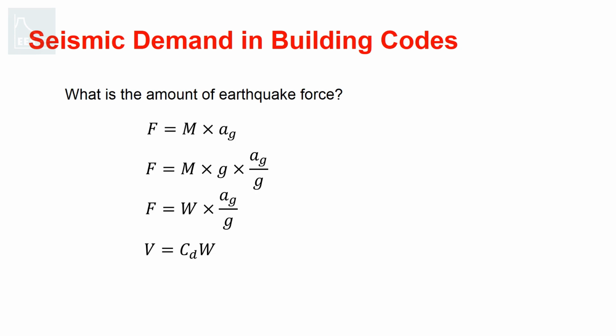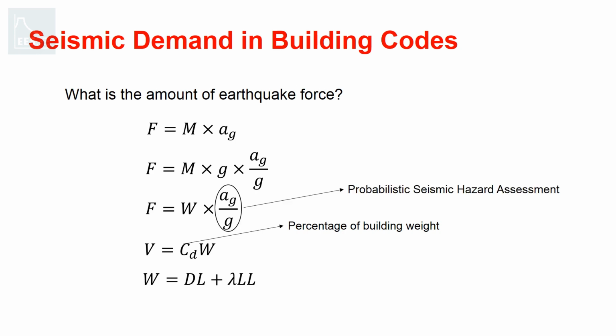Usually, this is expressed in terms of percentage of building weight, which is a sum of the dead load and a fraction of live load. So, to estimate the seismic demand, we need two quantities, which are seismic weight and base shear coefficient. If you compare the uncertainty between the two, then base shear coefficient is very uncertain, for which we need a reliable method of estimation. This is usually done by probabilistic seismic hazard assessment.